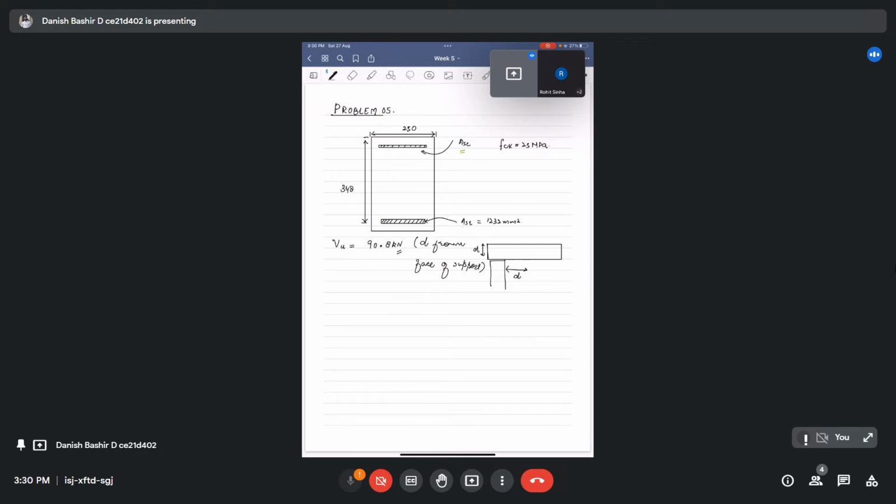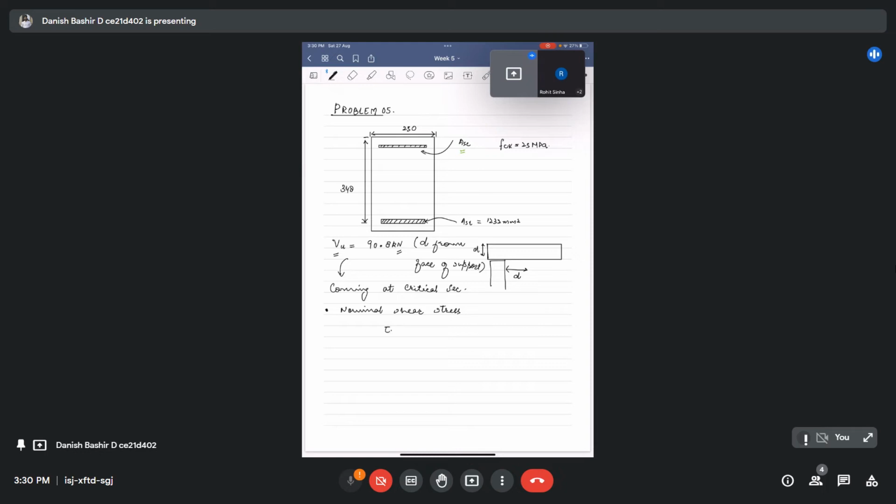So you should go through the lectures to see all these minute details about the critical sections where we need to calculate. So I am saying that we have a factored shear force of 90.8 kilonewton, and that too at the critical section. First thing that we have to calculate is the nominal shear stress.